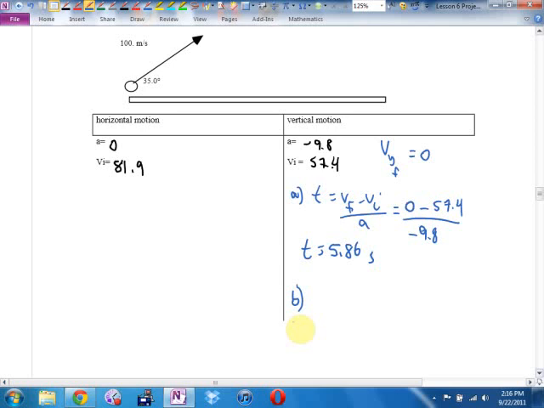5.86 times 2 is going to be 11.72. That's what I said, 11.71. 11.7 because that's it. Two or three sig figs. Ha! So I was right.